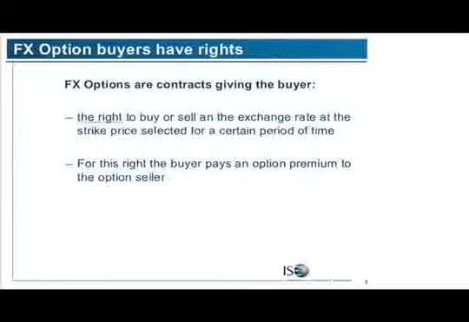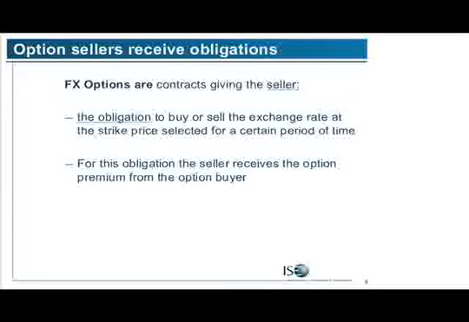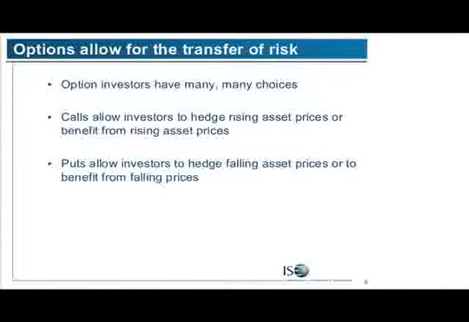Options are contracts giving the buyer the right to sell an exchange rate for a specific period of time at a certain price, and you're going to pay a premium for that. Sellers are targeting premiums. The obligation to buy is a put, the obligation to sell is a call, at a certain exchange rate, the strike price, for a certain period of time, and the seller is going to receive a premium.